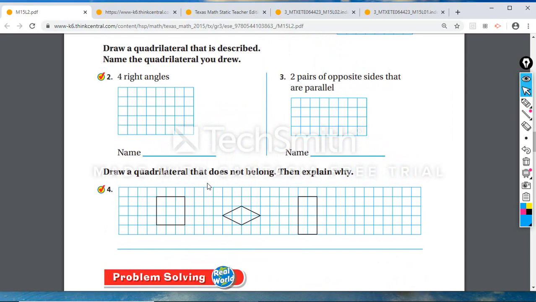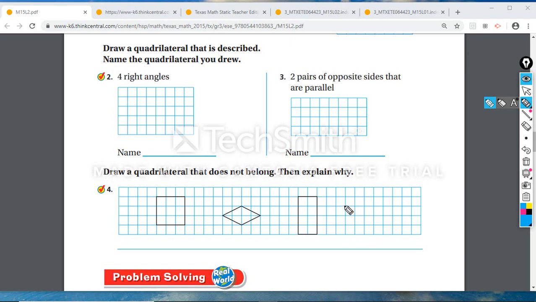Okay, it says draw a quadrilateral that does not belong. Then explain why. So let's look at what they have here. Here's a quadrilateral. There's another one. There's another one. And what do they all have in common? Good. Parallel lines. Good. Four angles. Good. So our quadrilateral cannot have two pairs of opposite sides that are parallel.